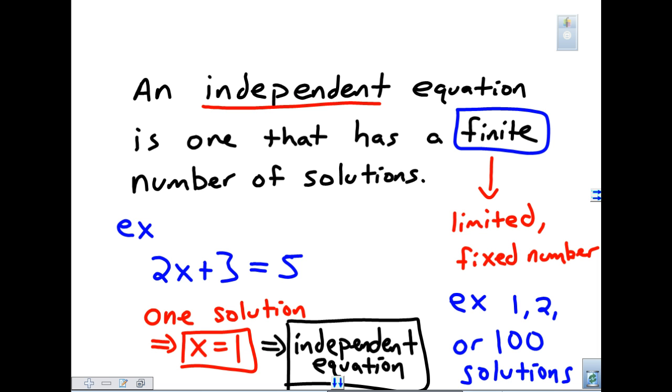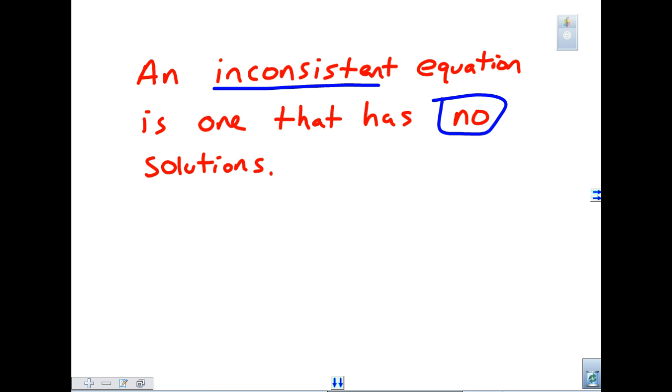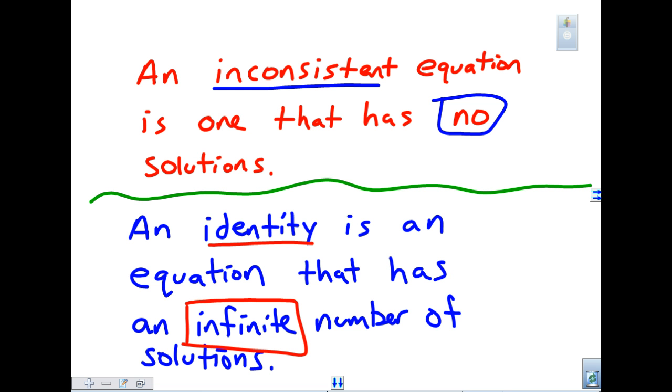However, there are two special cases that we need to be prepared for. One is called an inconsistent equation. This is an equation that has no solutions at all. The other special case is called an identity. An identity is an equation that has an infinite number of solutions. So we will take a look at an example of one of these types of equations and talk about how you can recognize either.